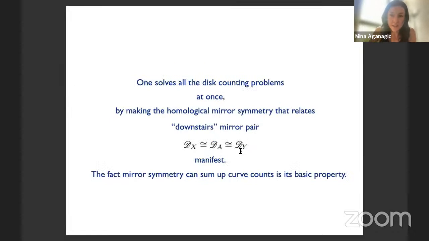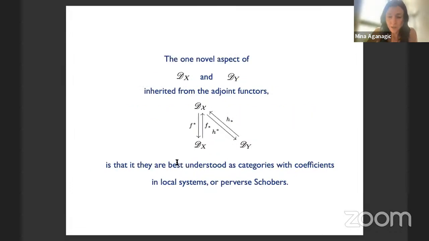We'll solve all the disk counting problems at once by making use of homological mirror symmetry that relates the downstairs mirror pair, using the fact that mirror symmetry sums up curve counts as its basic property. So one novel aspect of the downstairs theories that's inherited from the pair of adjoint functors is that they're derived categories of somewhat novel type. They are derived categories with coefficients in local systems or perverse Schobers.